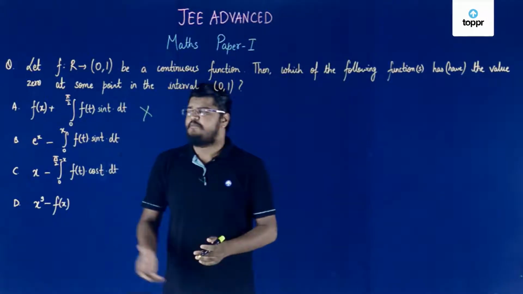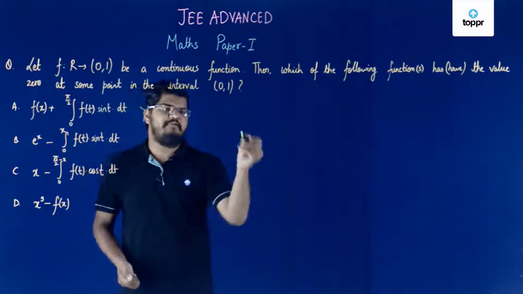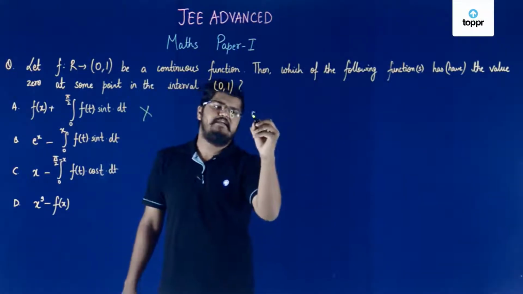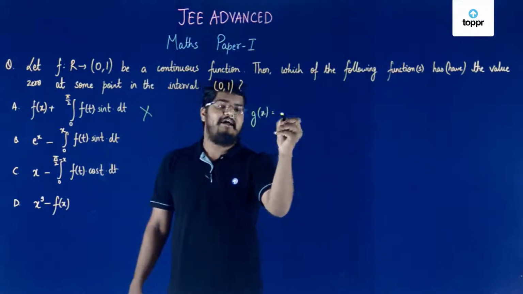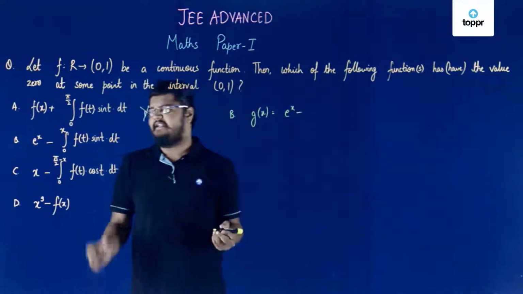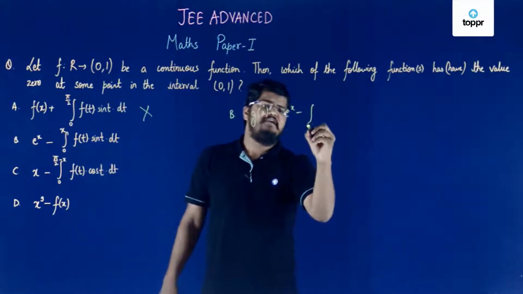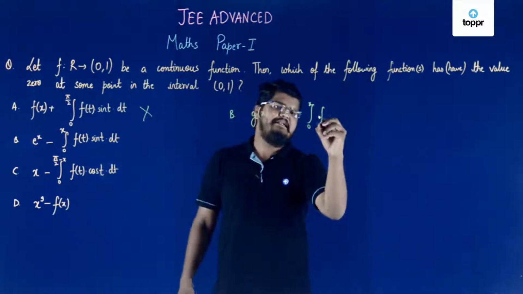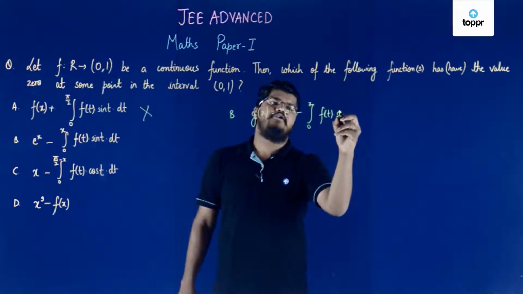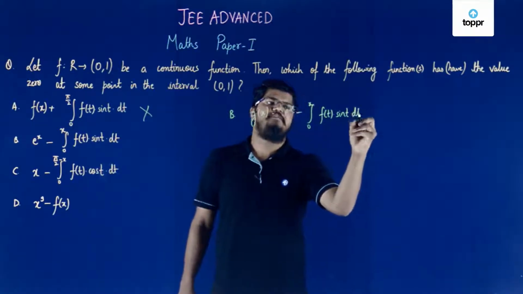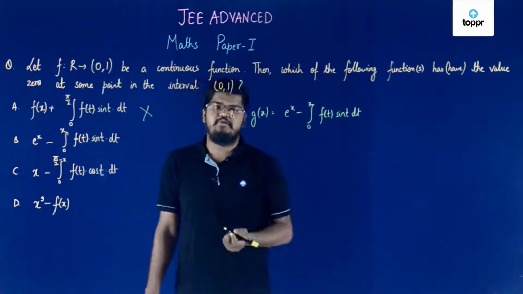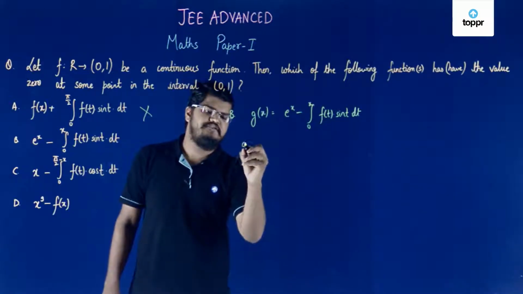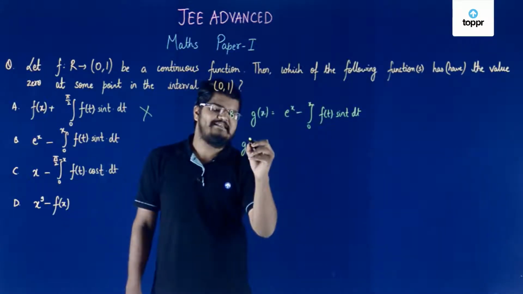Let us now look at option B. Again, we are going to redefine this option B as g of x, and this g of x will be given the value e raised to the power x minus the integration from 0 to x of f of t sin t dt. Again, we are going to use the same concept which we used in the previous option, that is, we are going to initially substitute the value of x as 0.